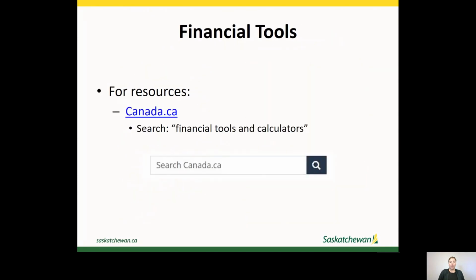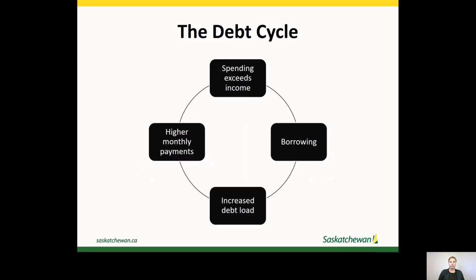The Government of Canada has several online financial resources, including an online budgeting tool. You can find these tools by visiting canada.ca and typing Financial Tools and Calculators into the search bar at the top of the page.